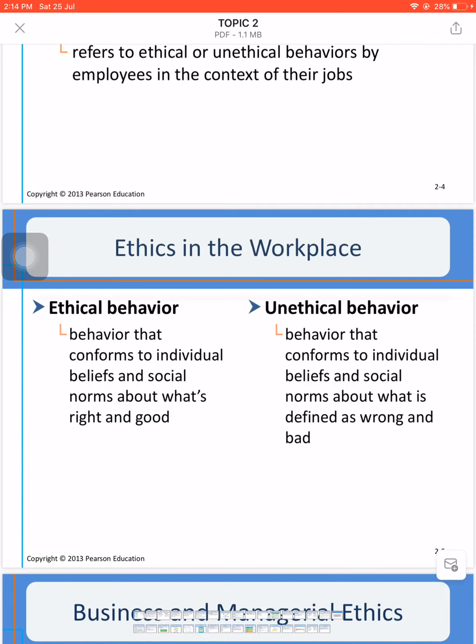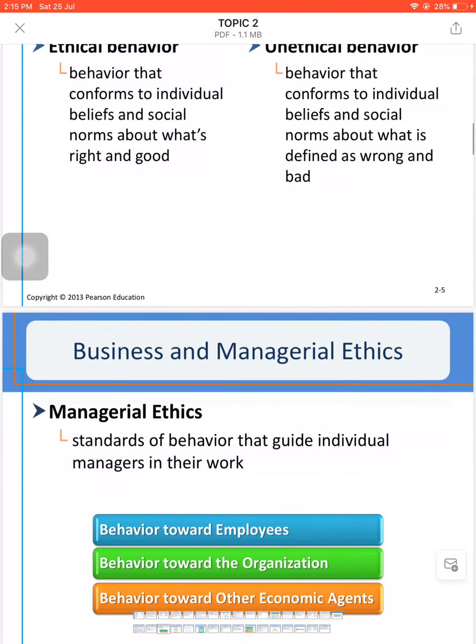Okay, and then unethical behavior is behavior that conforms to individual belief and social norms about what is defined as wrong and bad. Okay, when you do a wrong thing, automatically we call it unethical. Ethical is when you do right things or good things. Okay, just as simple as that. So, proceed to the next slide.